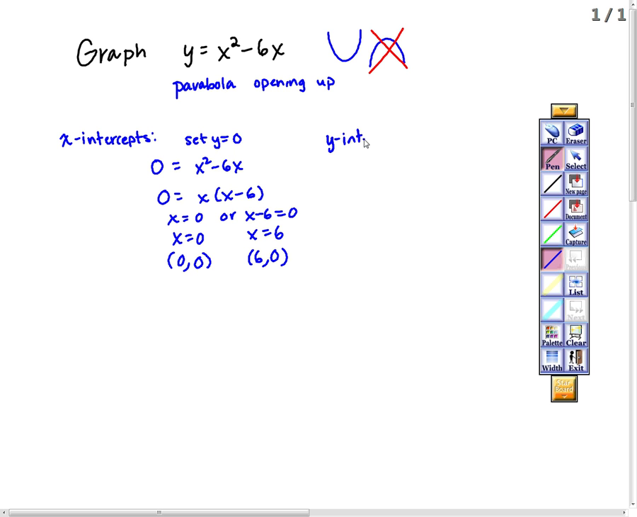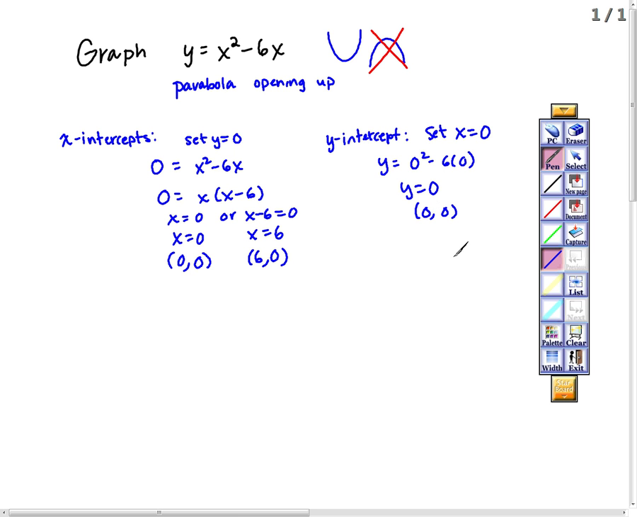Let's find the y-intercept, if there is one. Sometimes there may not be. To do so, we set x equal to 0. We get y equals 0 squared minus 6 times 0, or y equals 0. So we get the point 0, 0. Do you notice that the point 0, 0 is both an x-intercept and a y-intercept? Should it be? Actually, it should be. Anytime you have the point 0, 0 as an x-intercept, it will also be a y-intercept, because 0, 0 is the point where the x-axis crosses the y-axis.